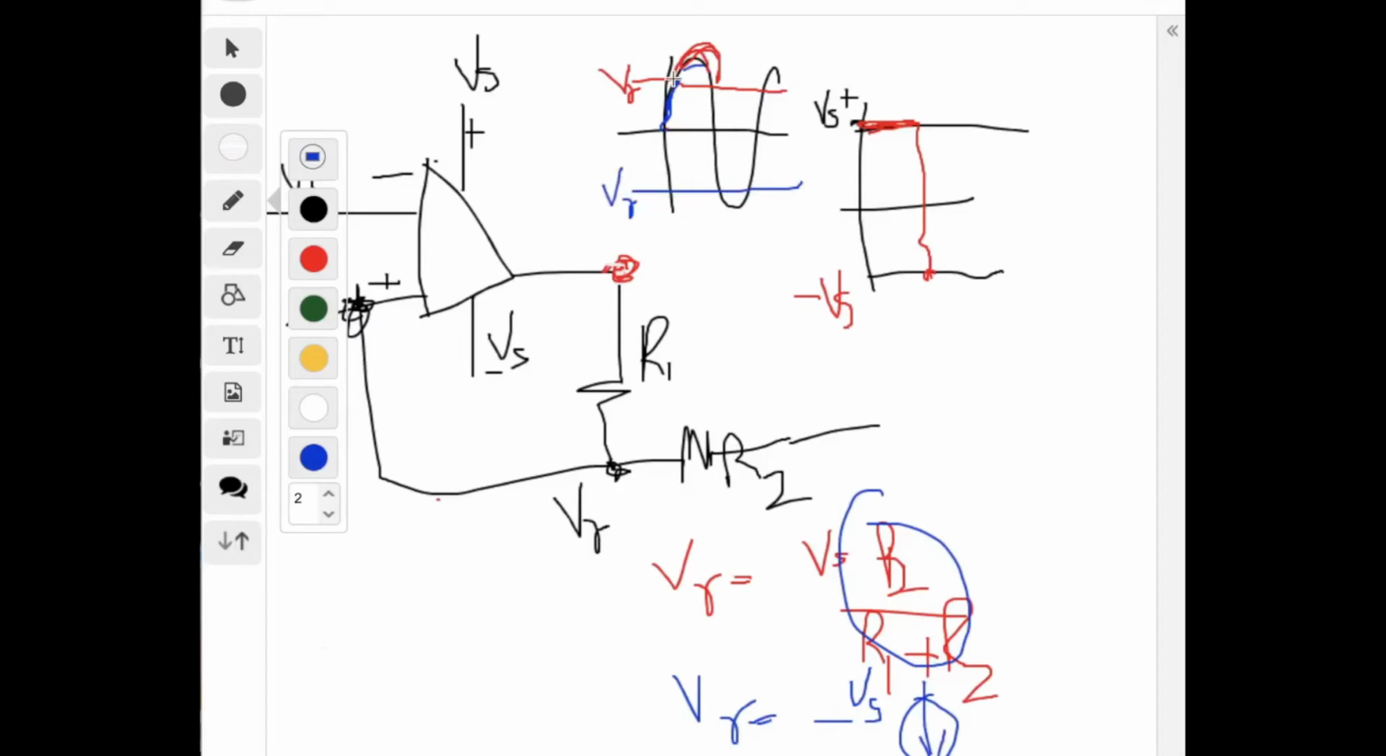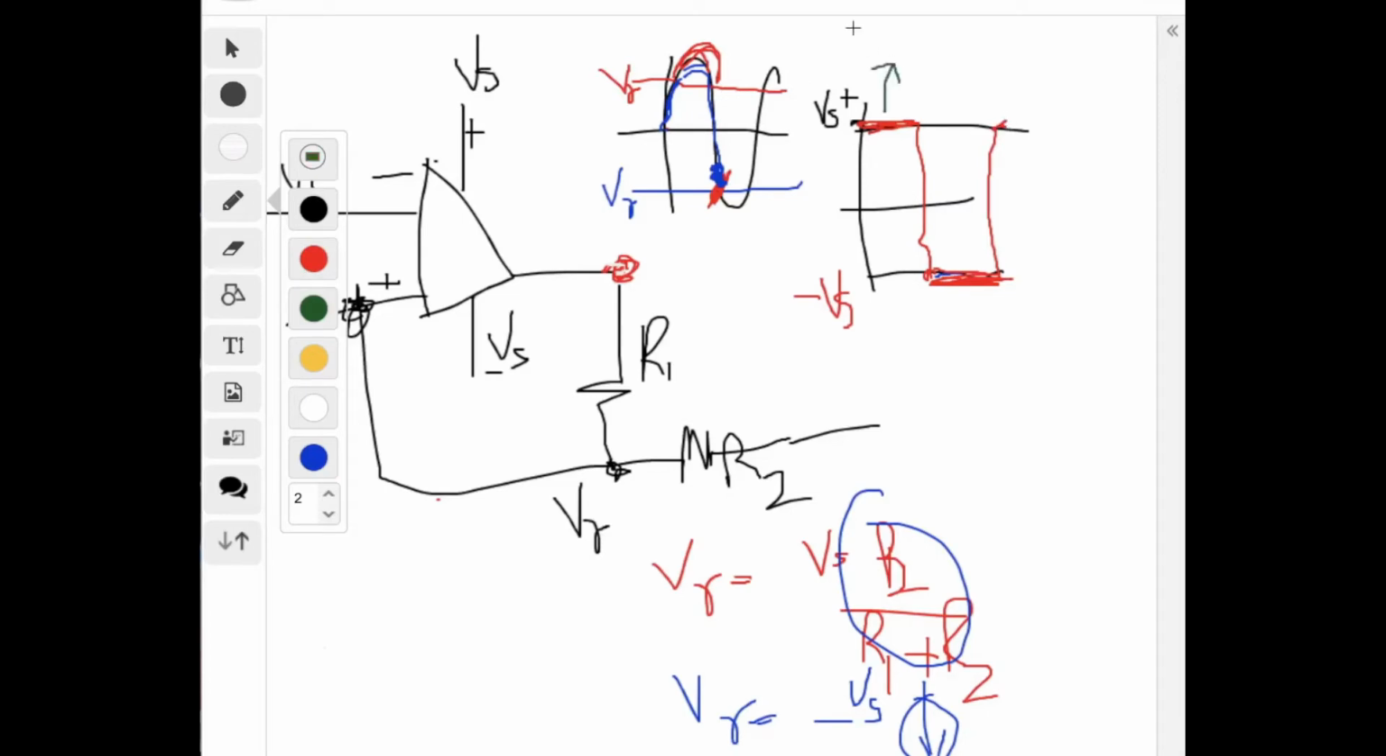When the input voltage is greater than the new V reference, the output of the circuit will still stay at the V saturation point until it reaches the negative reference point. Once the input reaches the negative reference, the output will go up to the positive saturation point.